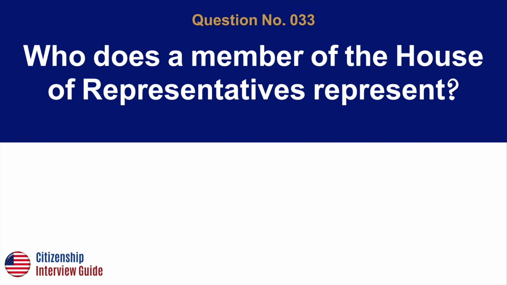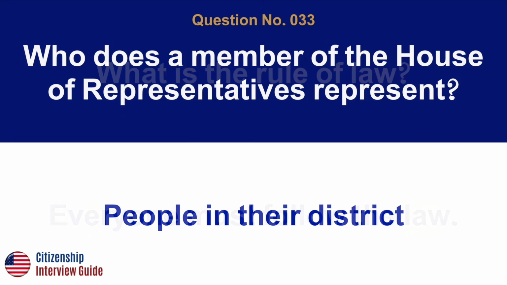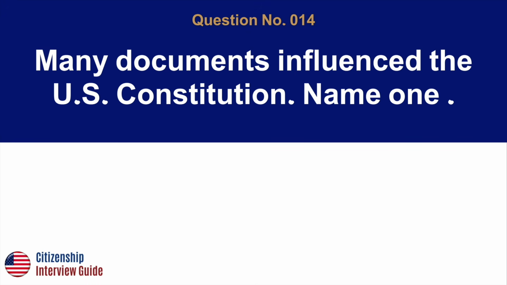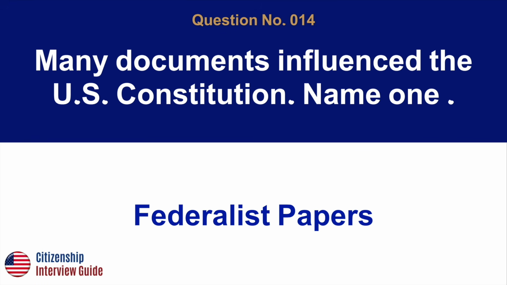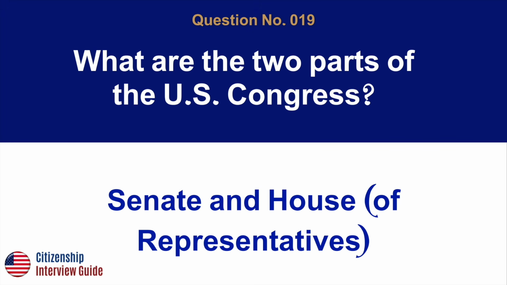Who does a member of the House of Representatives represent? People in their district. Many documents influence the U.S. Constitution. Name one. Federalist Papers. What are the two parts of the U.S. Congress? Senate and House of Representatives.